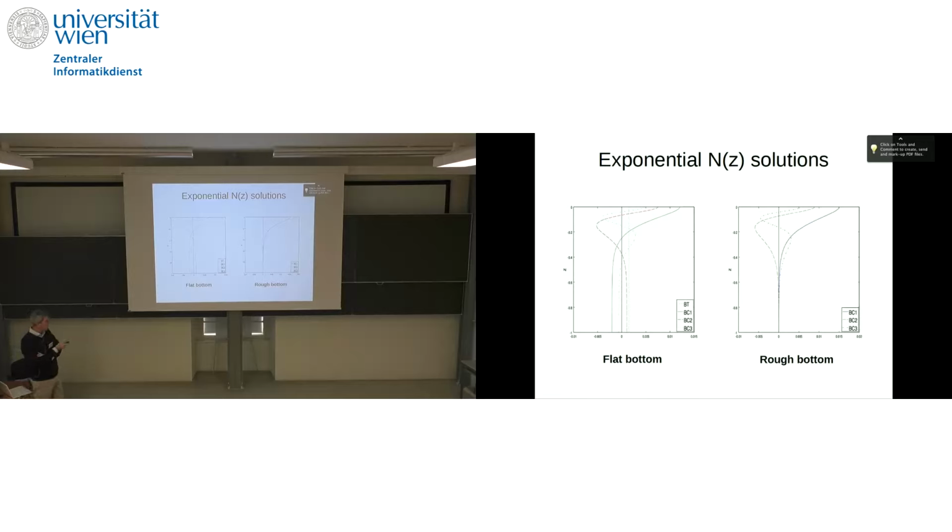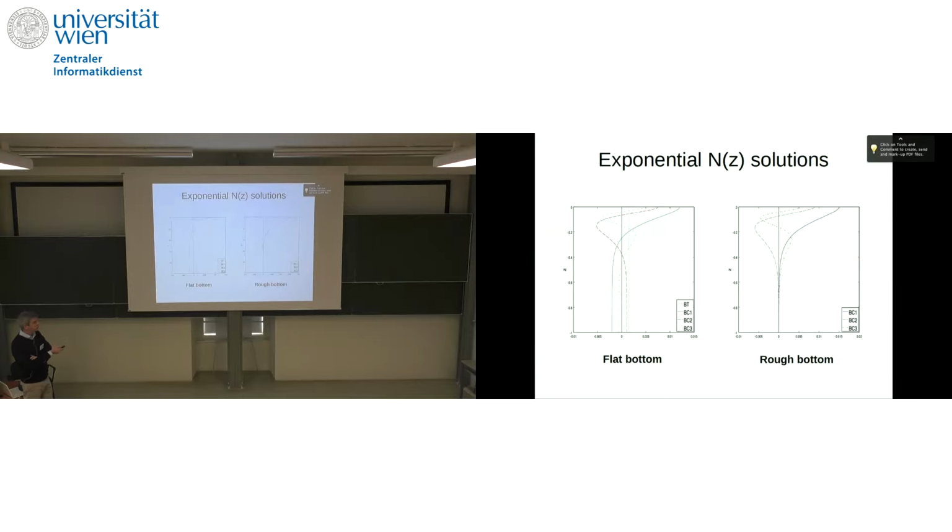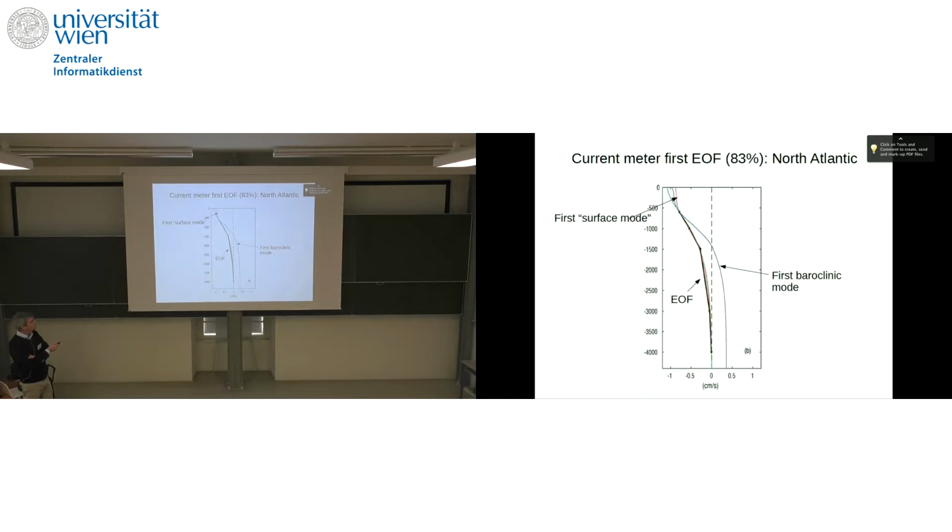Okay. The other point here is that when you do this bottom boundary condition, it kills off the barotropic mode, right? Because the barotropic mode has flow at the bottom, so that is necessarily removed from this. So we don't have a barotropic mode anymore. Okay. So this is what I call surface modes. This is the baroclinic mode that has this rough bottom condition. And the first surface mode is this red curve here, calculated with the actual stratification. And you see it's right on top of this EOF. Okay, so this EOF looks very much like the first surface mode.